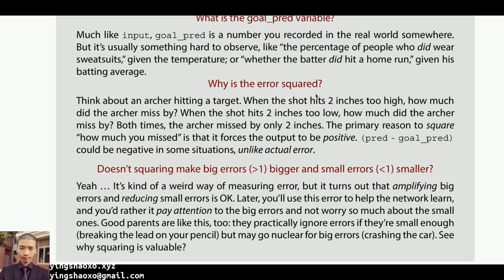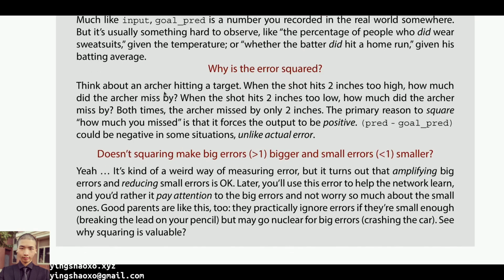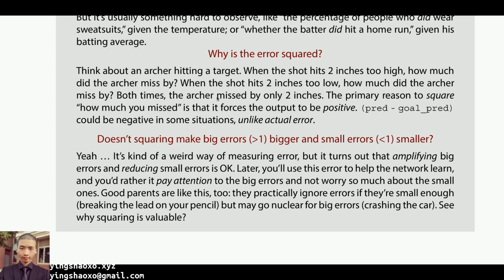Why is the error squared? Think about an archer hitting a target. When the shot hits 2 inches too high, how much did the archer miss by? When the shot hits 2 inches too low, how much did the archer miss by? Both times the archer missed by only 2 inches. The primary reason to square how much you missed is that it forces the output to be positive.